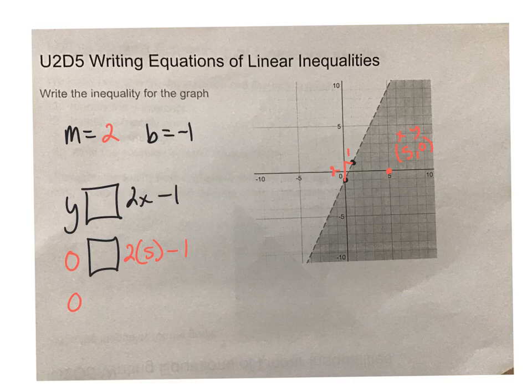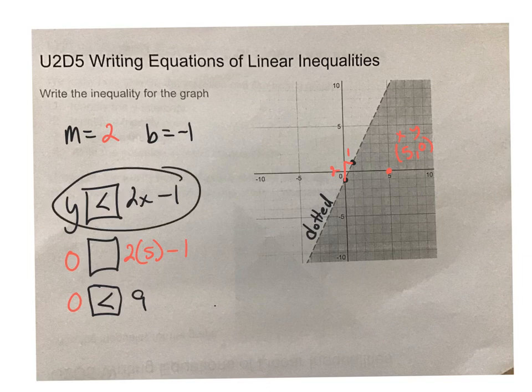0, some symbol, 9. Now, what would make that statement true? Well, 0 is less than 9. Now, why do we not use equal to? Because you have a dotted line again. So since it's dotted, we don't use it, and we come up here and we throw that in there, and you're done.